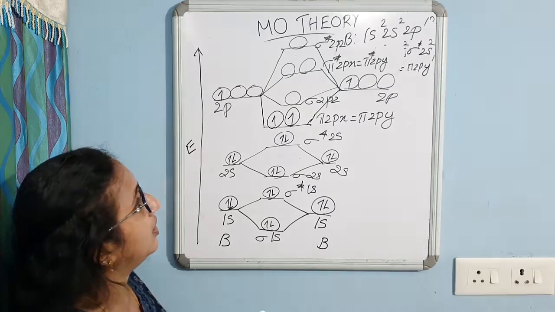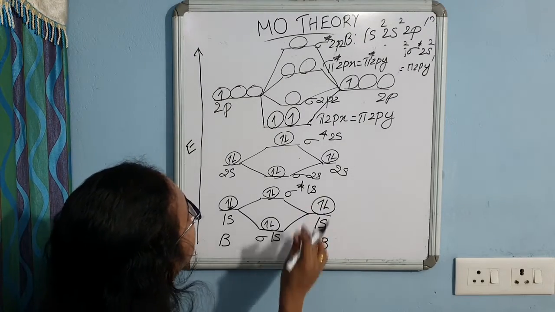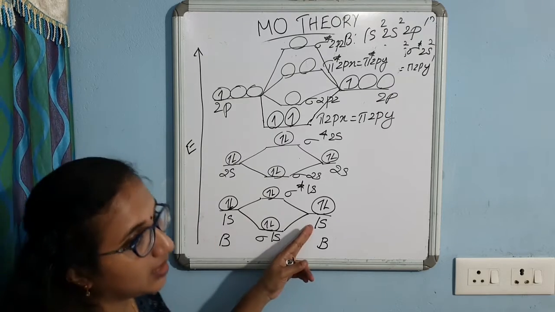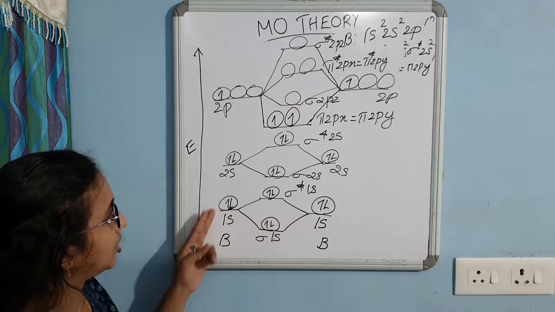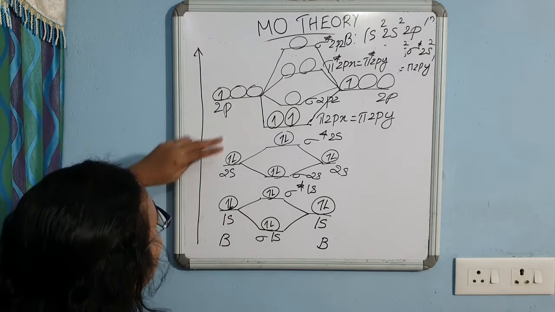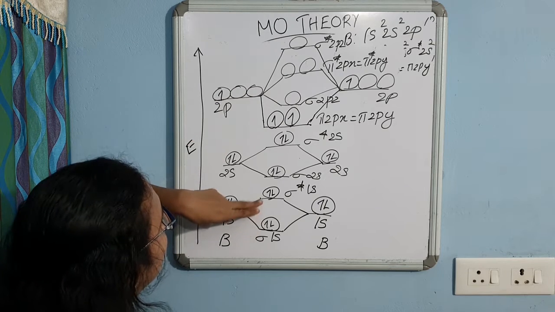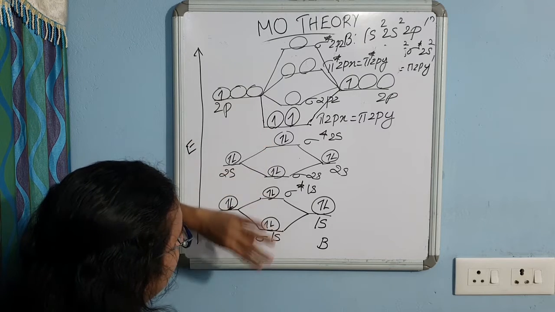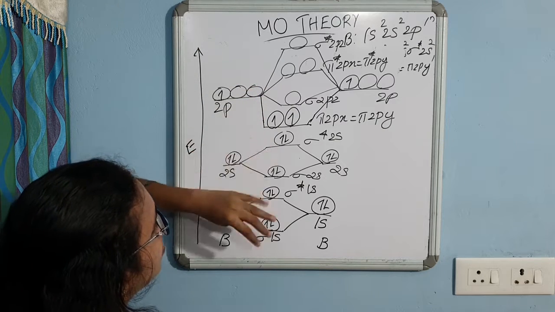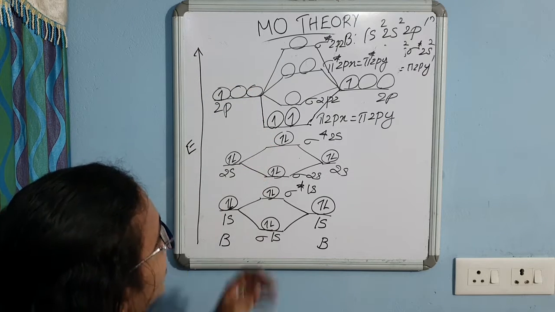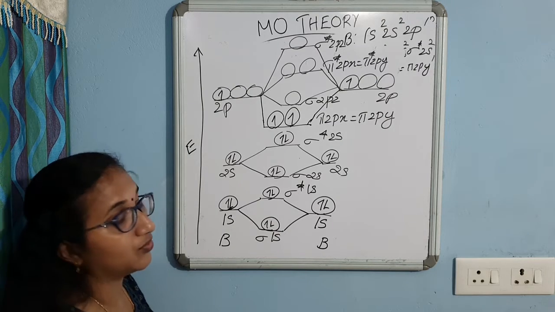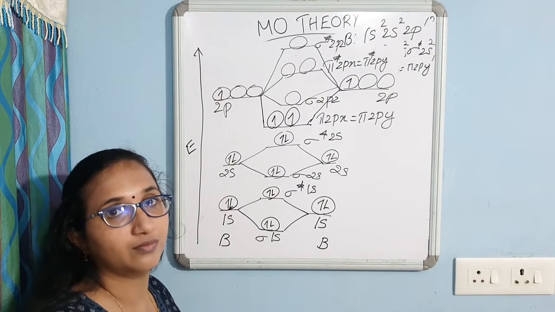So this is the MO configuration of the boron molecule. The things to remember are that we first have to show the atomic orbital configuration. Atom labels have to be there. Atomic orbitals as well as molecular orbitals have to be labeled, their order of energy should be correct, and their electron filling also should be as per the MO configuration. So this is the MO diagram for the boron molecule.